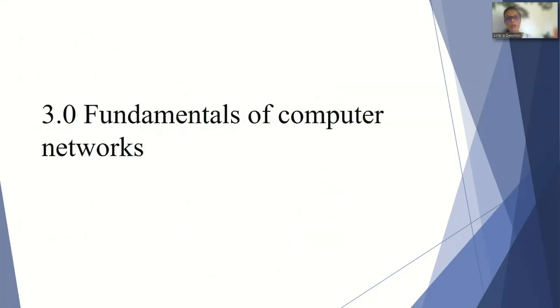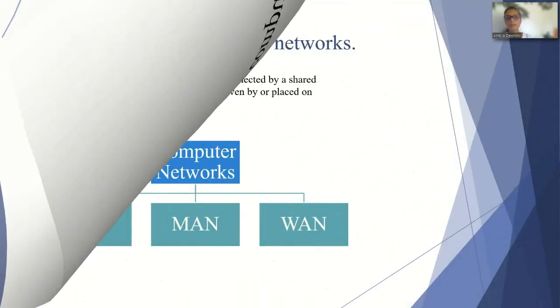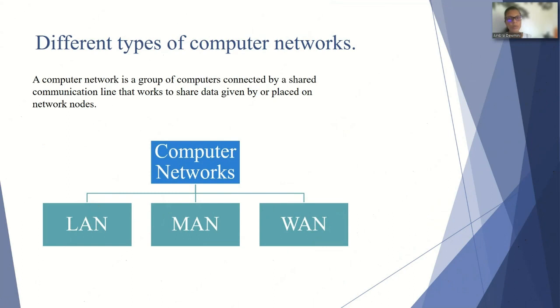Let's talk about fundamentals of computer networks. Different types of computer networks. A computer network is a group of computers connected by a shared communication line that works to share data placed on network nodes. We can categorize computer networks into three types: LAN, MAN, WAN.